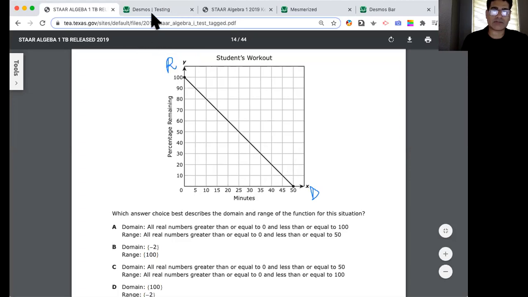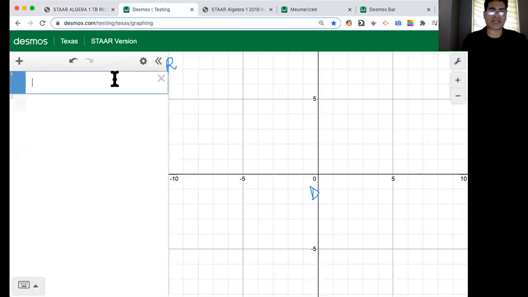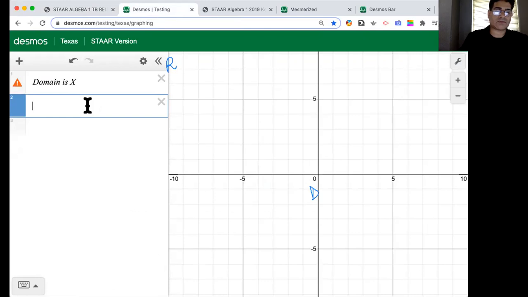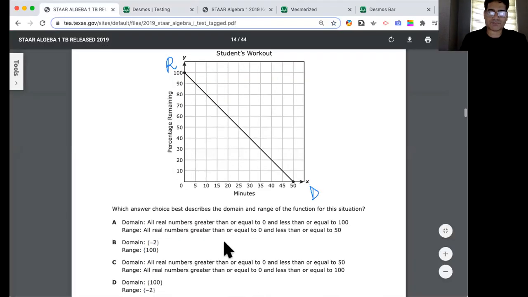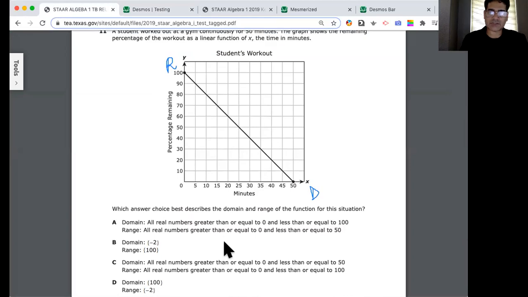Although I would not be using Desmos for this problem, I can make notes. I can use it as a scratch pad. Domain, remember, is x, and range is y. Just in case I'm going to make calculations, I can look right over here at my notes. So which answer choice best describes the domain? That's the first part of the question.